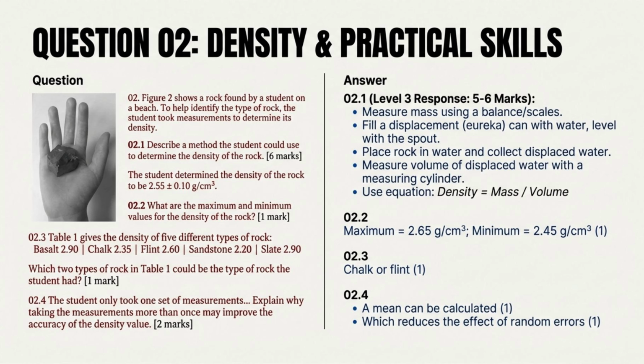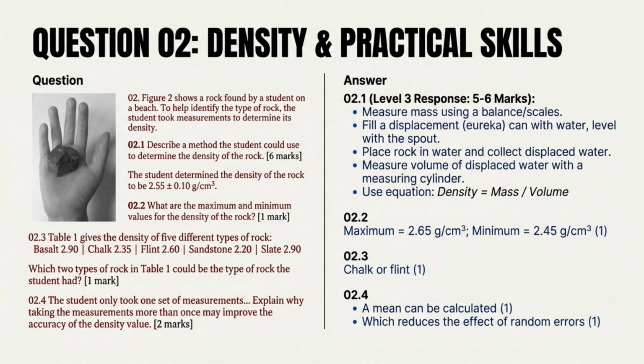It does, but look at the right side of the slide, the mark scheme. The accepted answer is chalk or flint. Wait, chalk is 2.35. That's outside our minimum of 2.45. Why is it accepted? It's interesting. The slide doesn't give a deep philosophical reason, but it shows the examiners allowing for experimental error. In the context of a student practical, chalk is deemed close enough to be a valid conclusion, even if flint is the mathematically perfect fit. So you get the mark for either one.